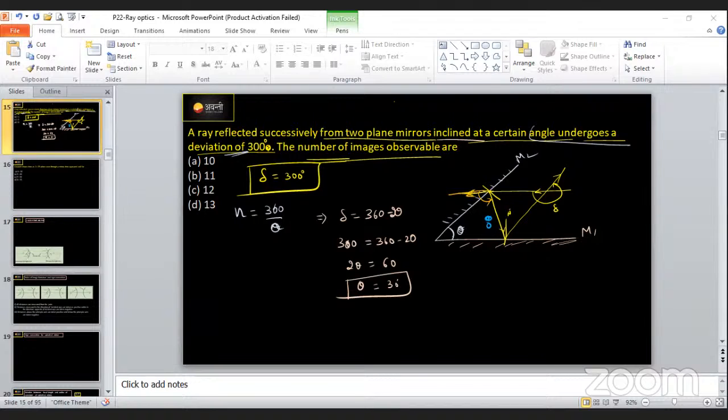Which is the reflected image among these? Do text me in the chat box. I will give you 2 minutes exactly. Not 2 minutes, only 1 minute. Okay. Do text me in the chat box. What is the correct answer for this question?